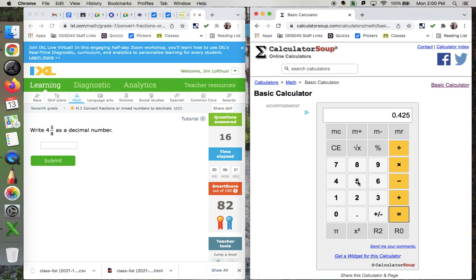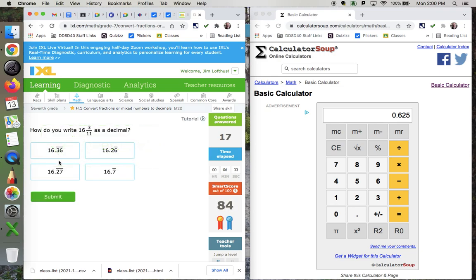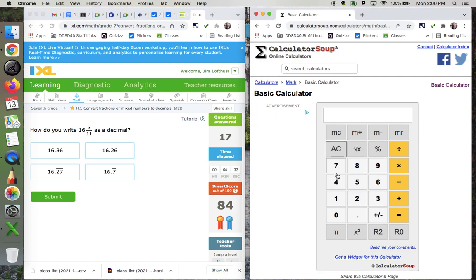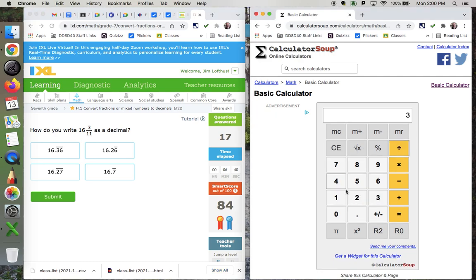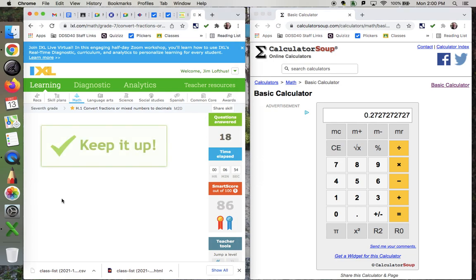5/8, good one to use on a calculator. 5 divided by 8 equals 0.625. 4.625. All right, 3/11 another really good one. Let's do 3. Who wants to divide 3 by 11 when you could just use a calculator to do 3 divided by 11, and that's 27 repeating. See how that 27 just repeats? And so it's 16.27 with a line over the 2 and 7, meaning that that's what's repeating.